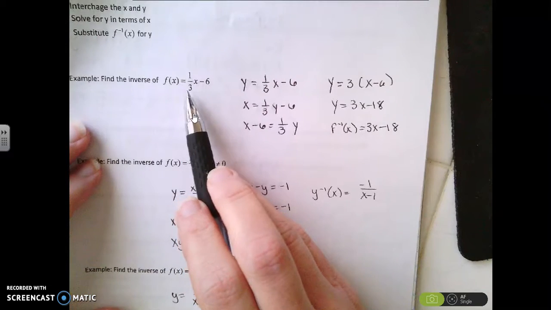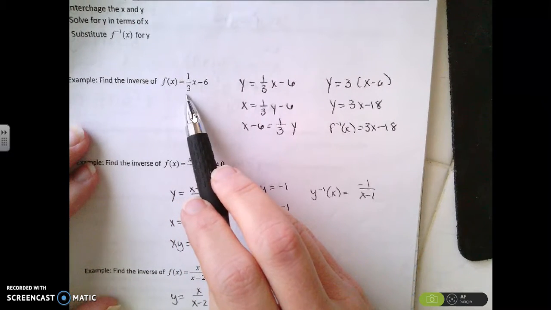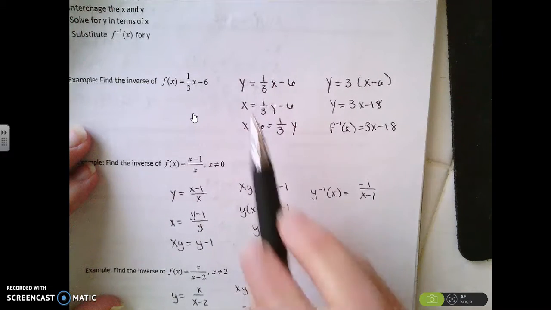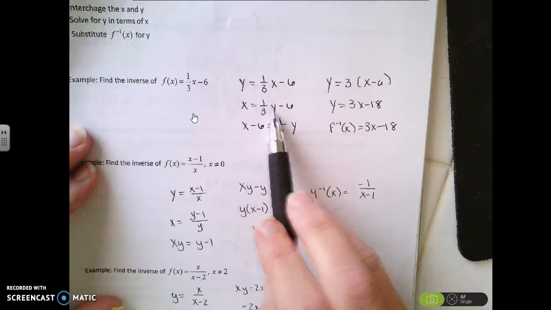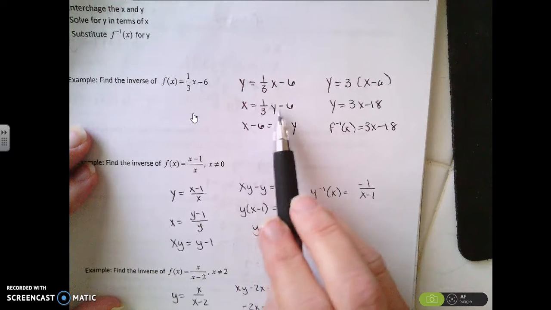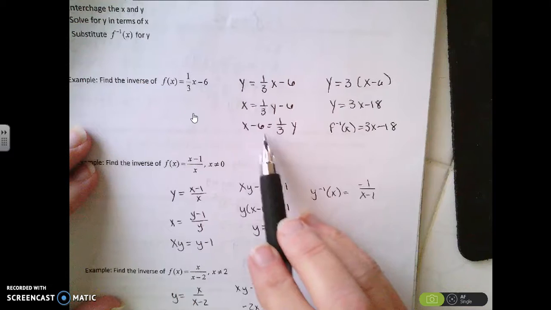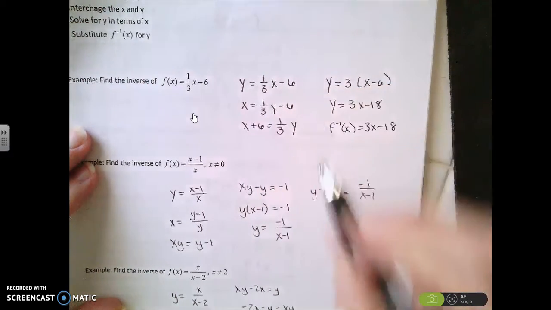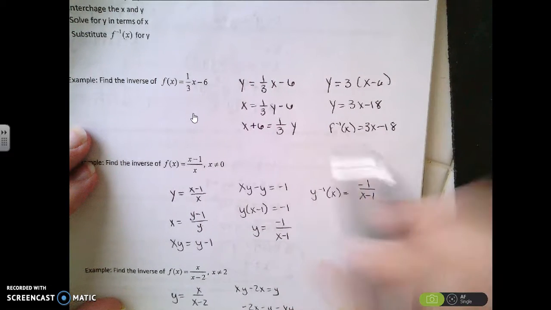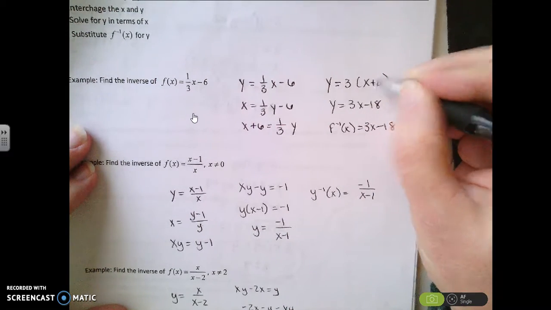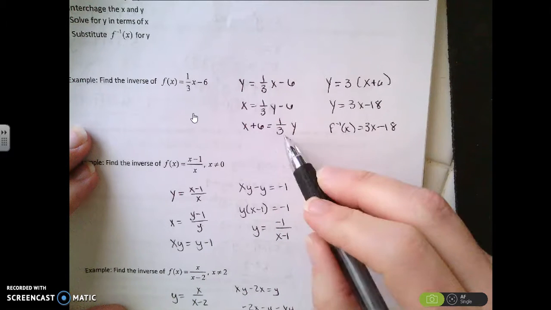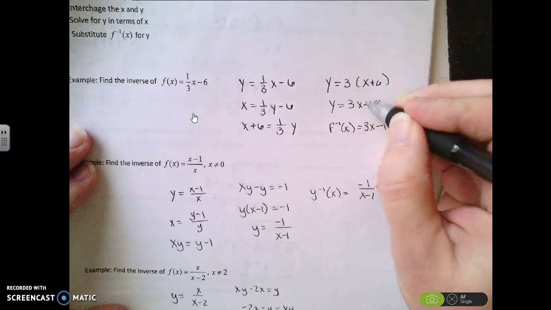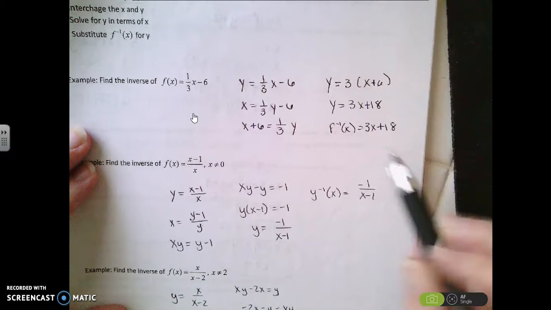So I have this function, and I want to find its inverse. So I replace the f of x with y, and now I switch the x's and y's, and now I'm going to solve this problem for y. So I'm going to add the 6 to both sides. So I've got this written wrong. So I'm going to add the 6 to both sides, and then I'm going to multiply both sides by 3 to get rid of that 1/3. So I end up with this, and so that is my inverse function.